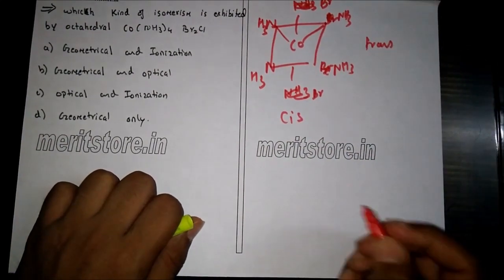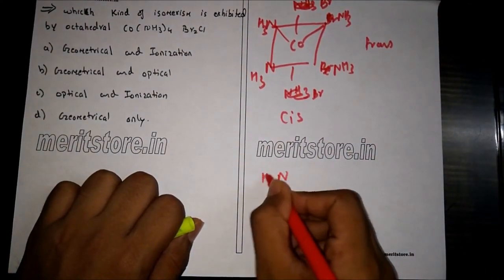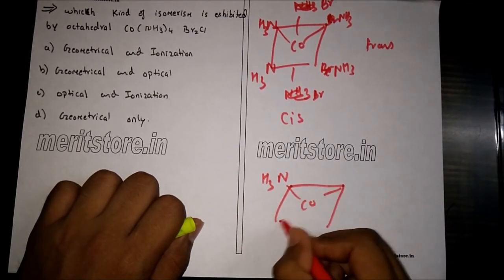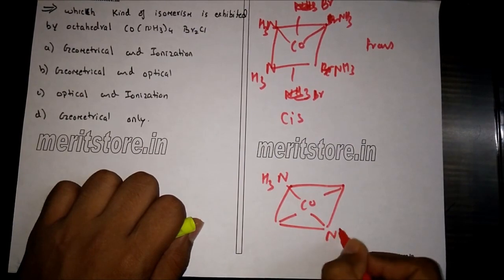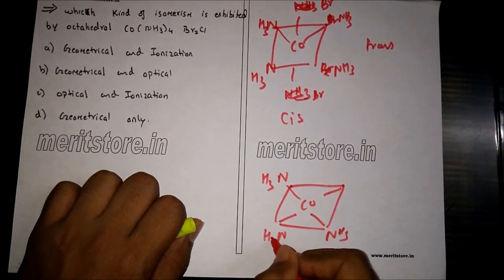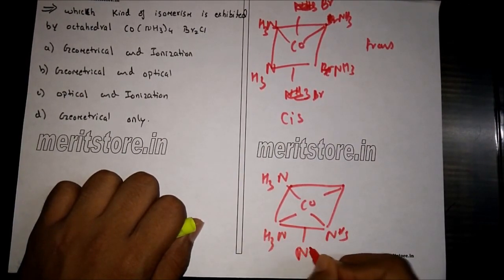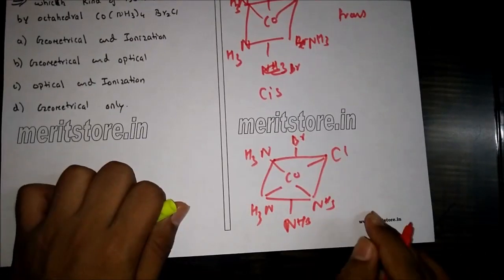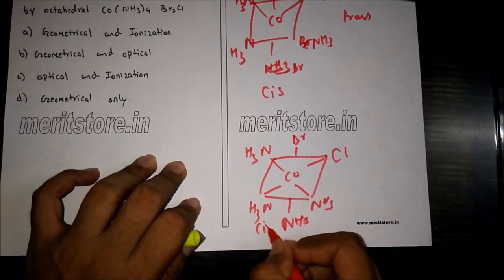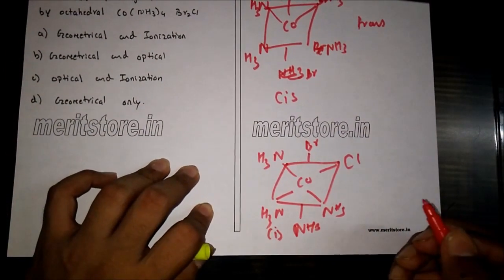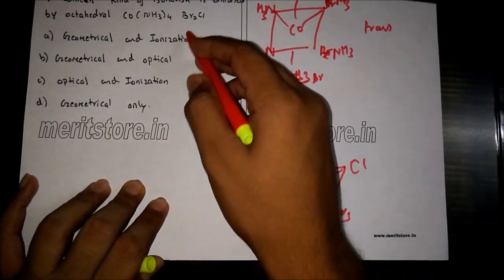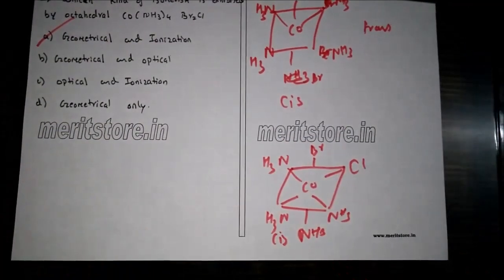We can also exhibit an ionization isomerism where Co, NH3, NH3 and Br and Cl. This is a cis isomerism, and it can also become a trans isomerism. Therefore, [Co(NH3)4Br2]Cl shows geometrical and ionization isomerism, which is option A.